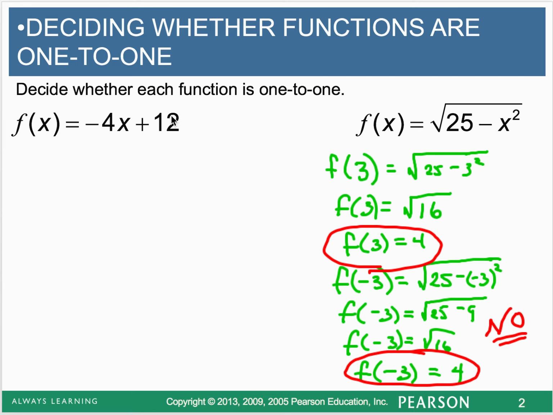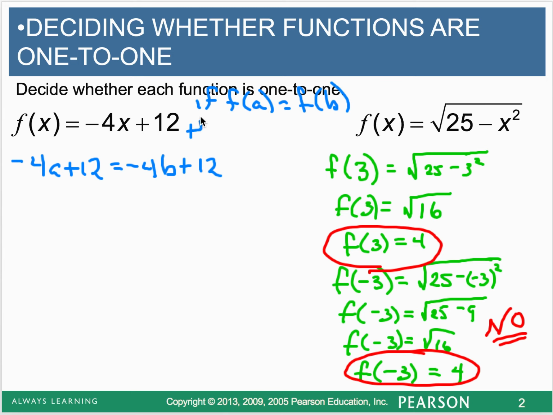Okay. But if I don't see anything obvious that makes it not one-to-one, then how do I prove it is? All right, well, let's plug in an a and find f of a, which means we'd have negative 4a plus 12. And then let's plug in a b and find f of b and set them equal to each other. Because my proof of whether something is one-to-one is if f of a equals f of b, then a must equal b. If this is not true, it's not one-to-one.